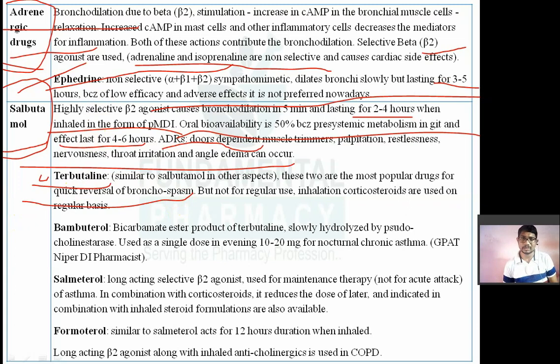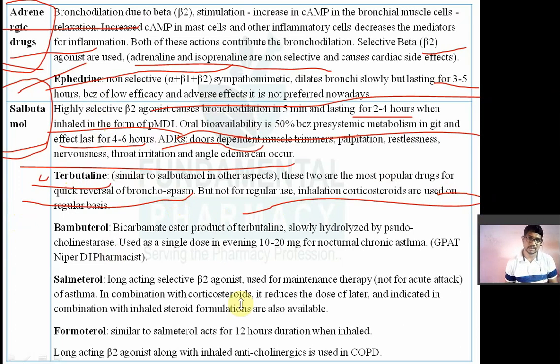Salbutamol and terbutaline, okay, but they are not used on a regular basis. If someone has asthma, you cannot use these regularly. But on a regular basis, which one do we use? Inhalation corticosteroids. So inhalation corticosteroids, they are used on a regular basis.